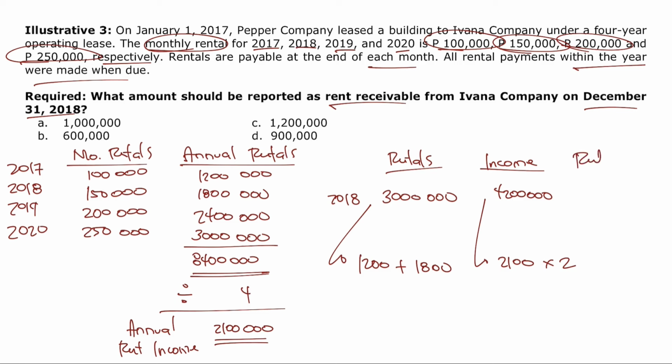So ang ibig sabihin ngayon, meron po tayong rent receivable which is equal to how much? Which is equal to 1.2 million. That's why here, in illustrative problem number 3, 1.2 million or Charlie will be our final answer. Again, illustrative problem number 3, Charlie will be our final answer. Okay?